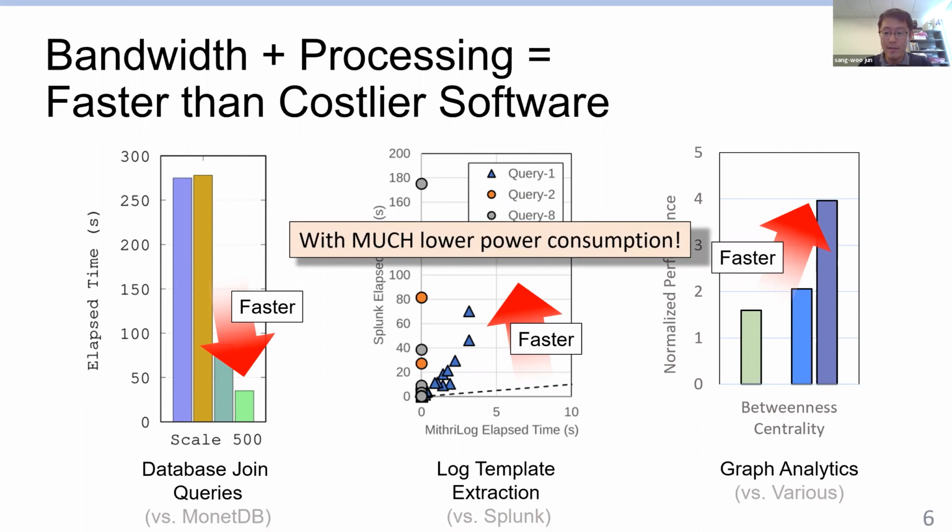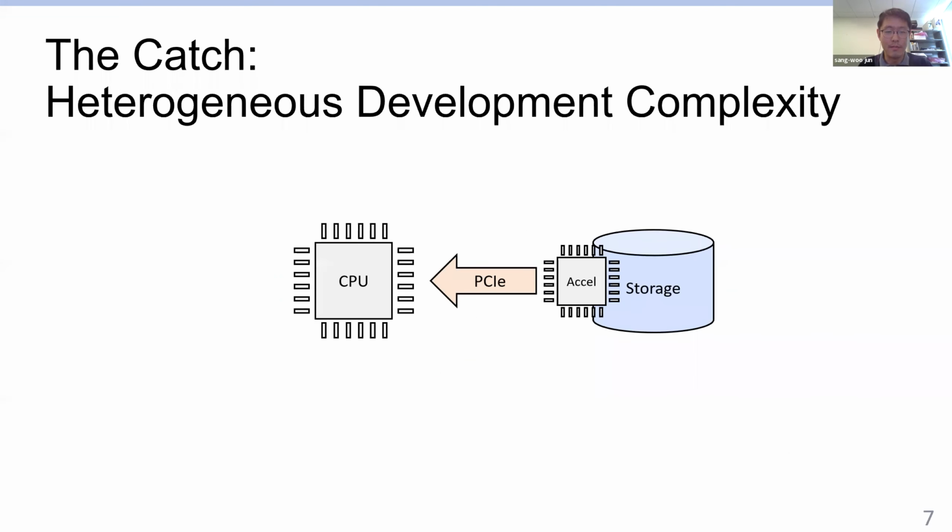So this sounds potentially too good to be true. If we put in a new piece of hardware with low power consumption on the storage device, and we magically get this much significant performance increase, then why isn't everyone else doing it yet? The catch here, as you can probably already imagine, is that there is, as of yet, a significantly high complexity of development due to the heterogeneous aspect of near storage accelerators.